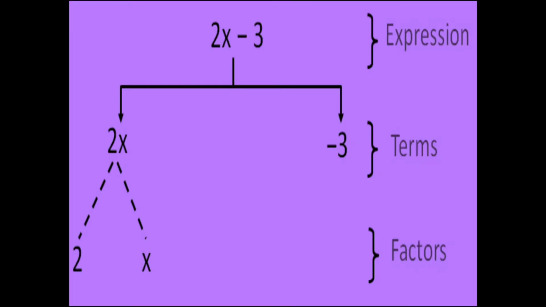See the example here. 2x minus 3 is called an expression, and 2x is a term and minus 3 is a term. When we divide 2x into two parts, that is 2 and x, they become factors. 2 is one factor, x is one factor, and minus 3 is one factor. So these are three different factors.